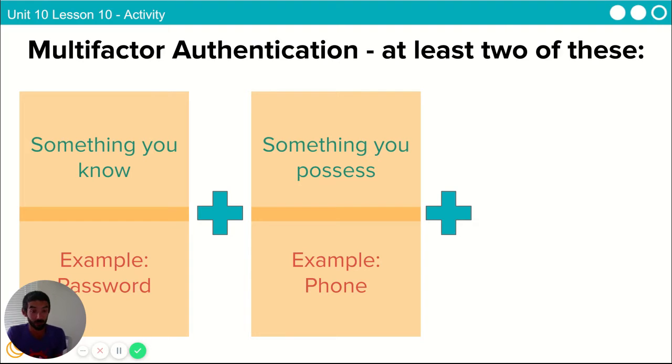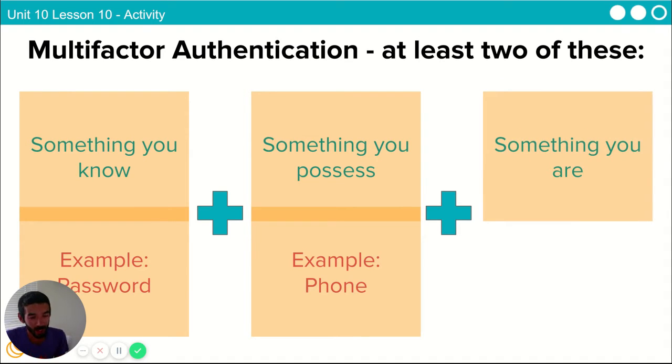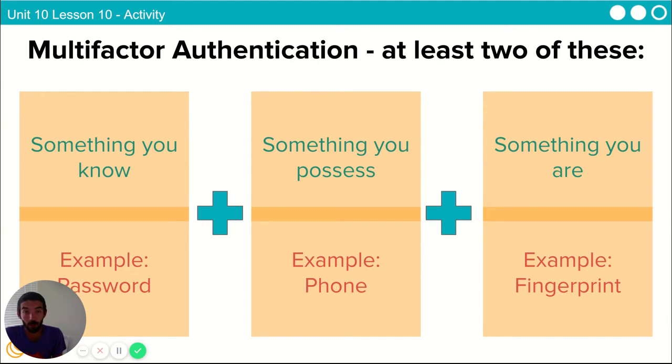Great. So hopefully you came up with some guess. And if you guessed something physical or maybe the word biometrics, you're correct. So we can add in another layer, which is something that you are. And so a fingerprint is an example of this. A retina scan of your eye is another example, right? And this gives you three options. So you've got something you know, something you possess, something you are.